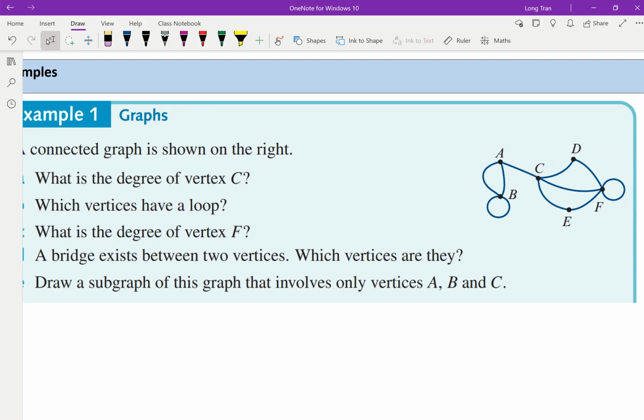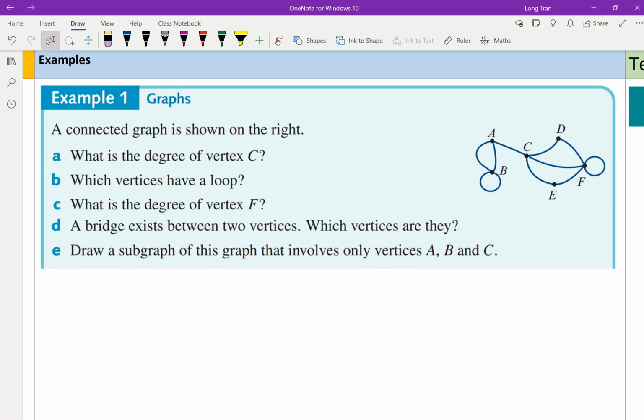You got A, B, C, D, E, F. What is the degree of vertex C? So here we're looking at the word degree. We know it's the number of connections or number of edges. So where's C? This is C. How many connections can you see that connects to C there? You can see 4. So there's 1, 2, 3, and 4 there. So you'd say it's a degree of 4.